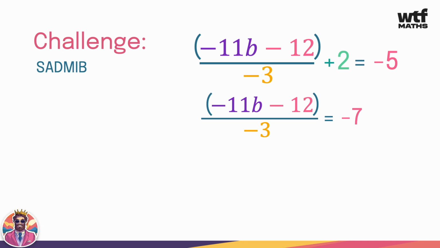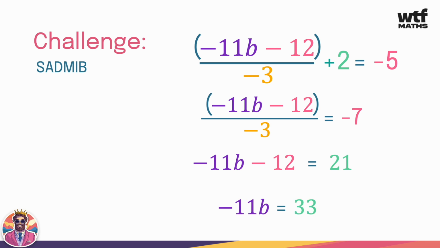The next thing to get rid of is to times both sides by -3. So -7 times -3 is going to be +21. And I've decided to get rid of the brackets now because they're no longer needed. So 11b take 12 is 21, so I have to add 12 to both sides to simplify this. So -11b equals 33, so now I divide both sides by -11, and we'll get our answer of b equals -3. So that was a hard question, a lot involved, multiple steps, but it is doable just by following SADMIB and remembering those brackets around the top.